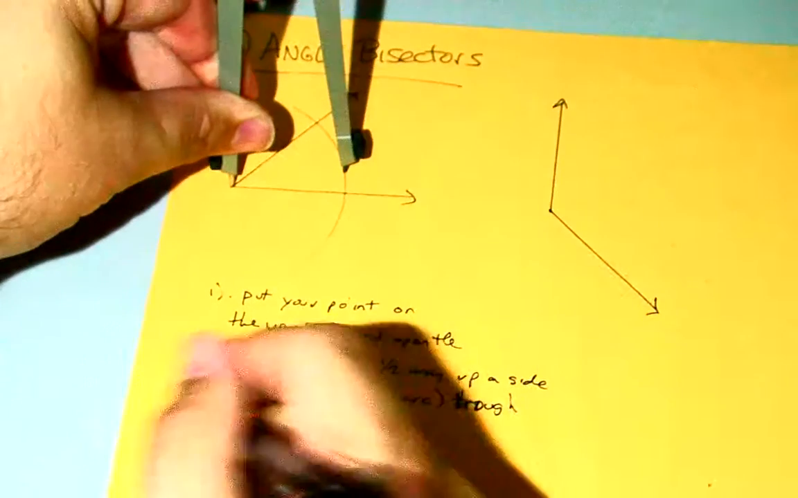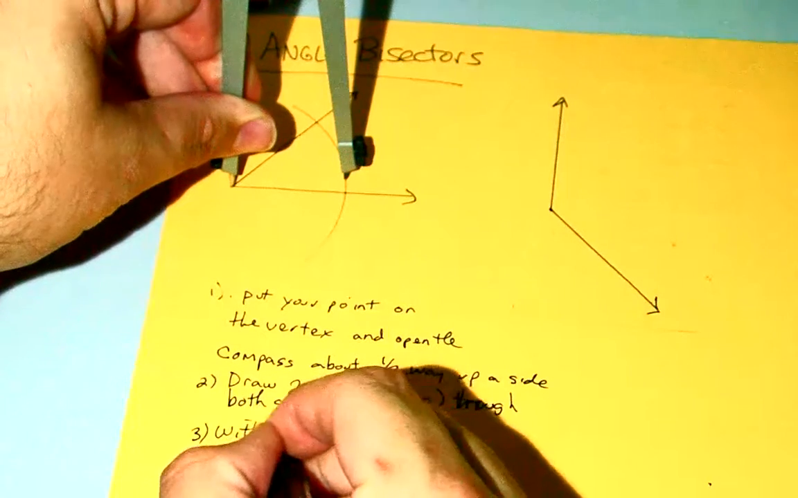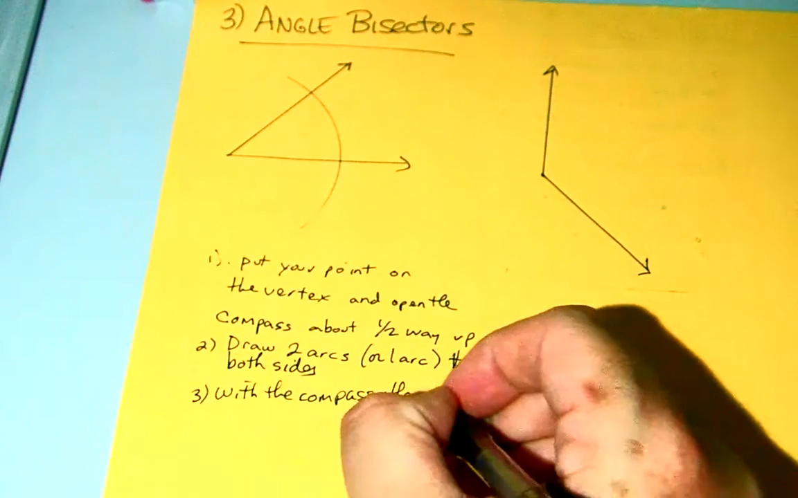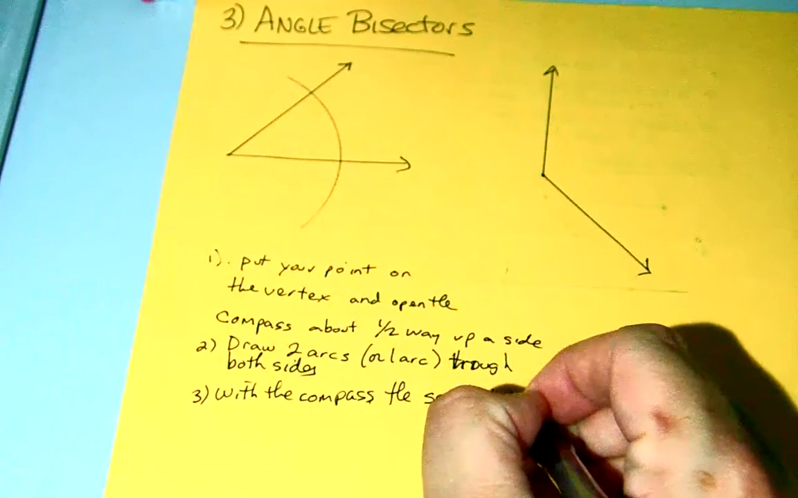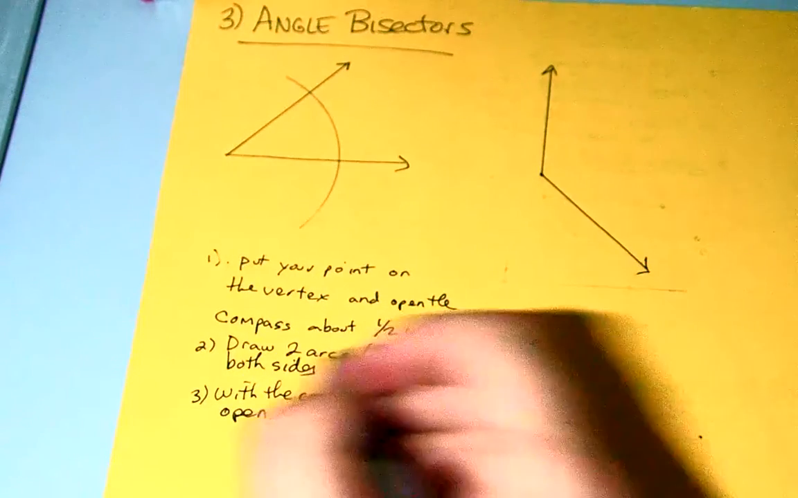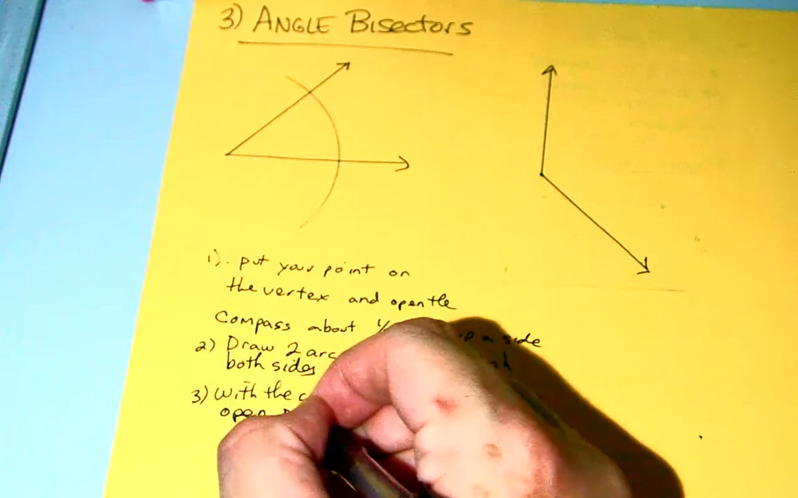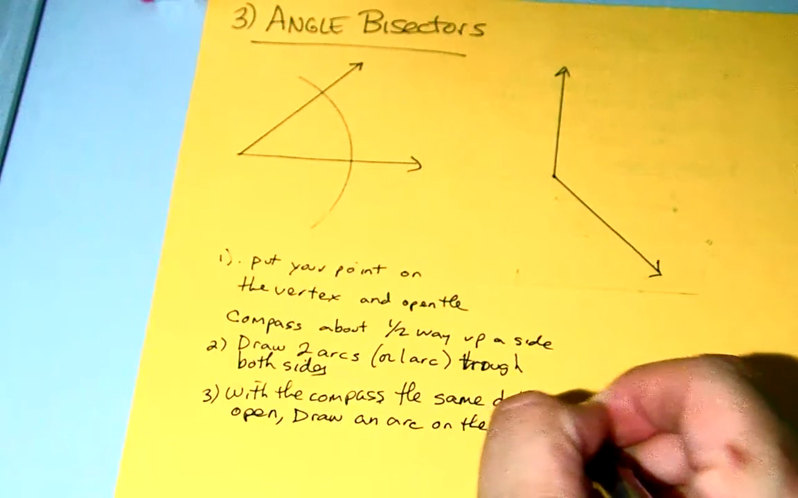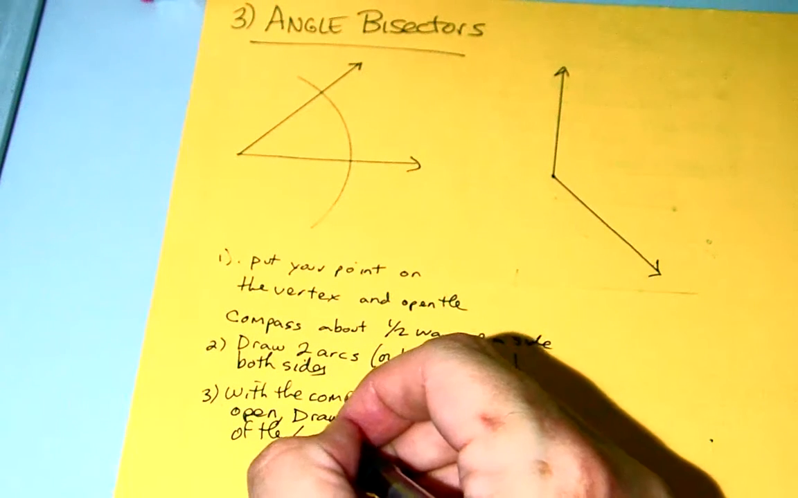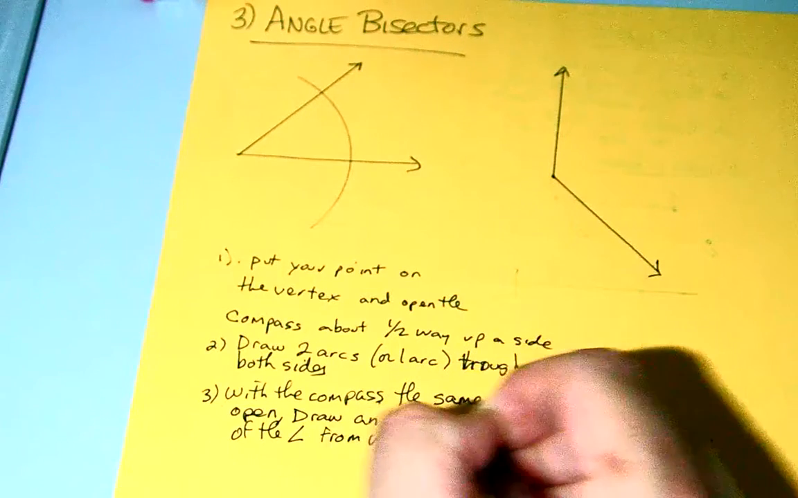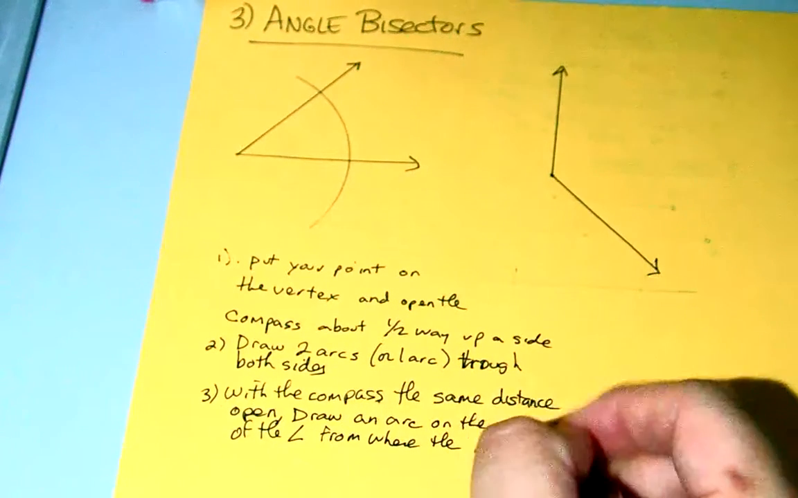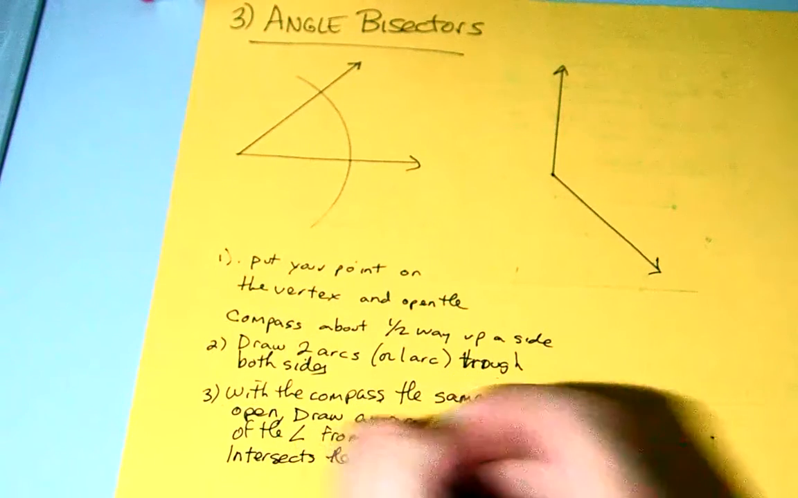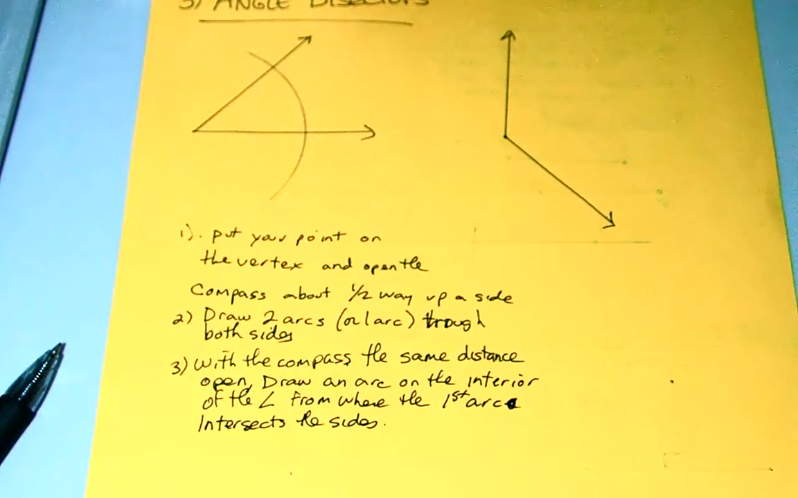So we have this. Step 3, with the compass, the same distance open, draw an arc on the interior of the angle from where the first arc intersects the sides. Or one arc.